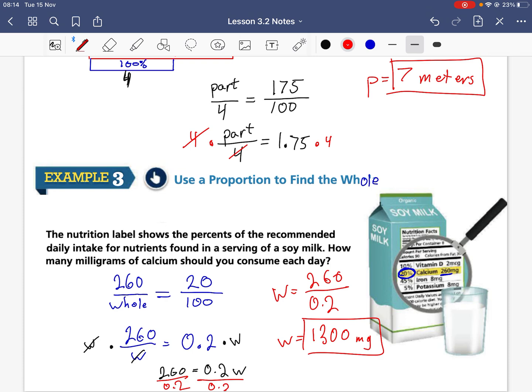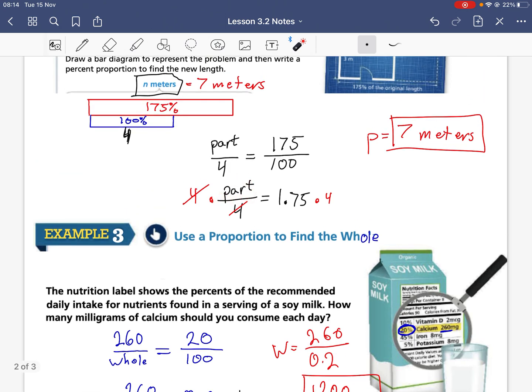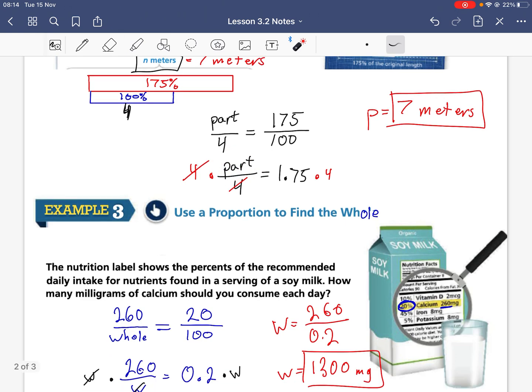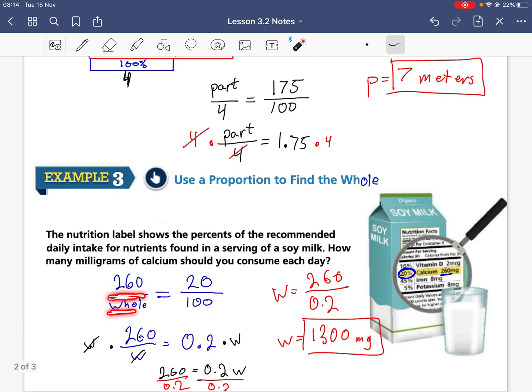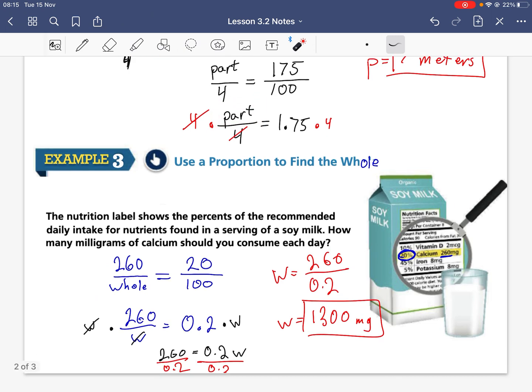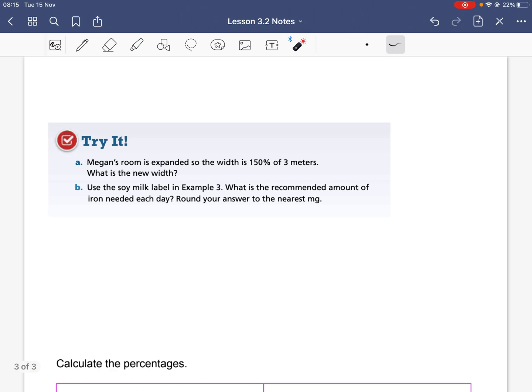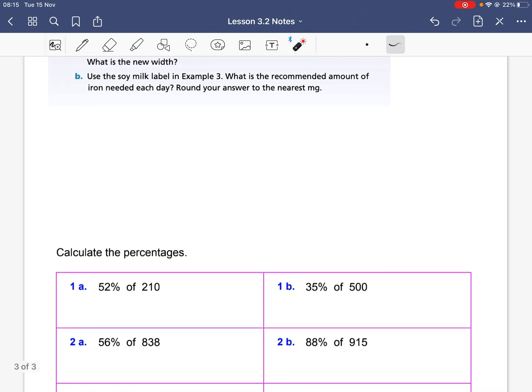milligrams, okay? Here's the part to remember. When you're finding the whole, you divide. When you're finding the part, we're multiplying. Maybe write that down. I'll say it one more time. When you're finding the whole, you divide. When you are finding the part, you multiply. Okay?